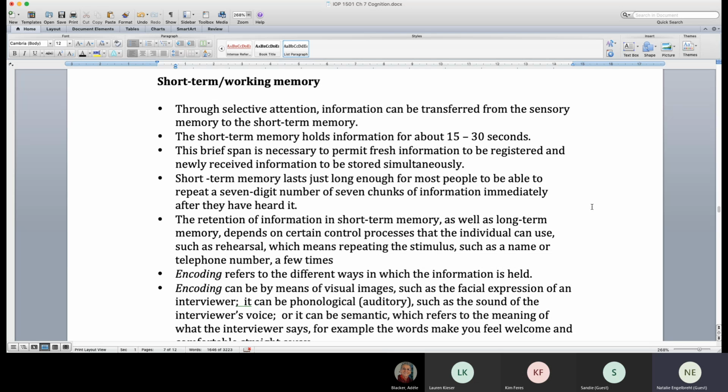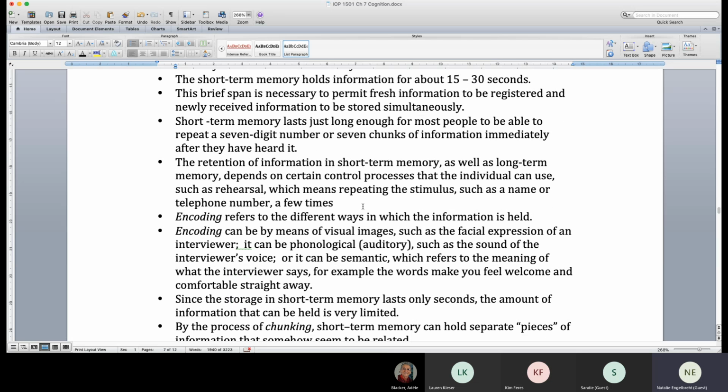Short-term memory lasts just long enough for most people to be able to repeat a 7-digit number or 7 chunks of information immediately after they have been heard. The retention of information in short-term memory as well as long-term memory depends on certain control processes that the individual can use, such as rehearsal, which means repeating the stimulus, such as a name or telephone number, a few times.